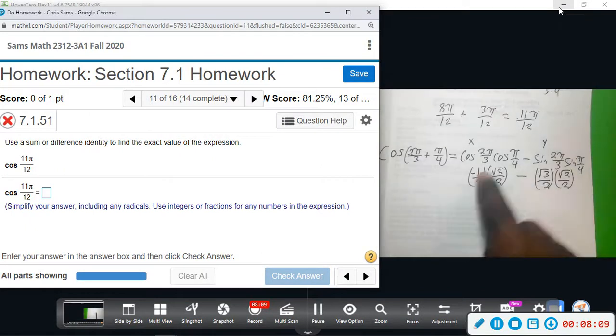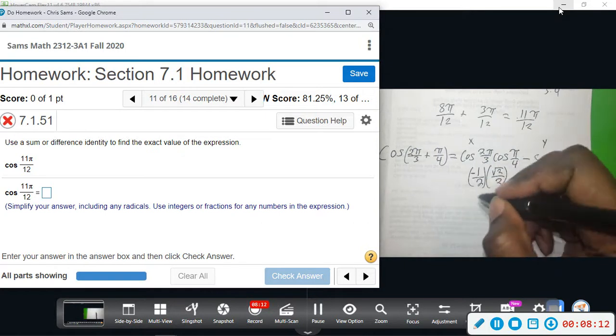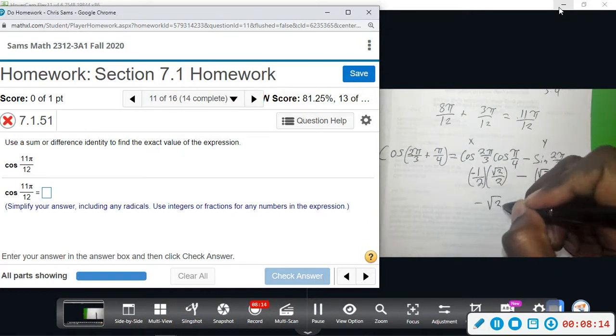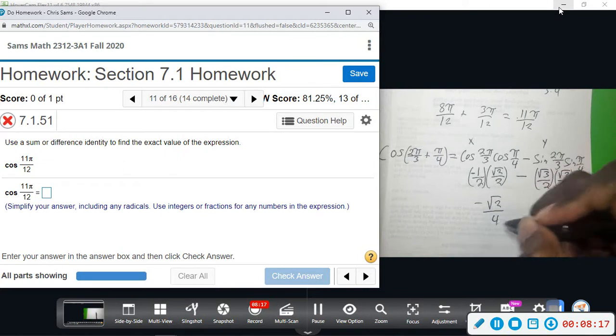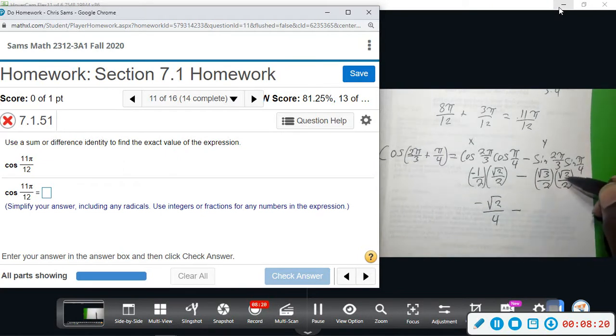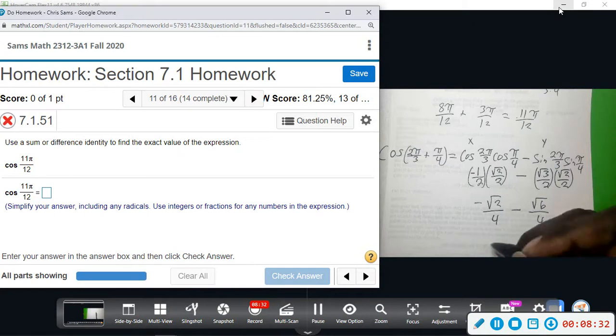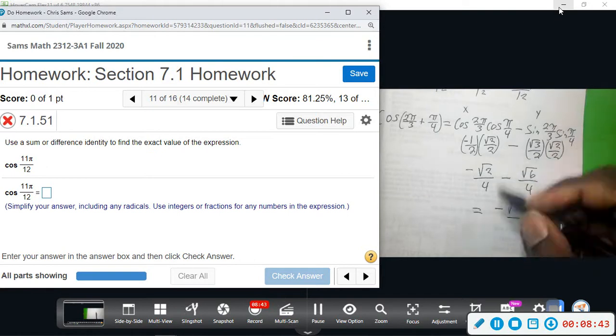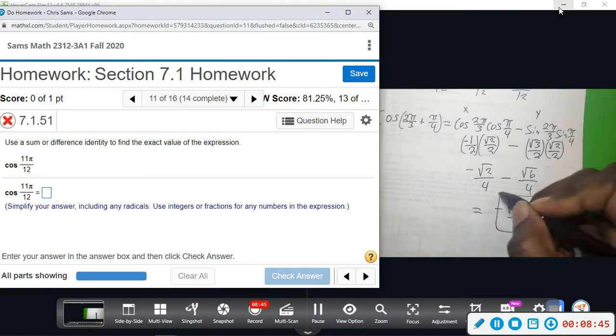Now from there, we're just going to multiply straight across. That gives me a negative square root of 2 over 2 times 2, which gives me 4, minus square root of 6 over 4. Now you can do this because they're both in square roots. If they weren't, you couldn't multiply them together. And since they have the same denominator, we can write this as negative square root of 2 minus square root of 6, all divided by 4. And that's cutting off. So that will be our final answer.